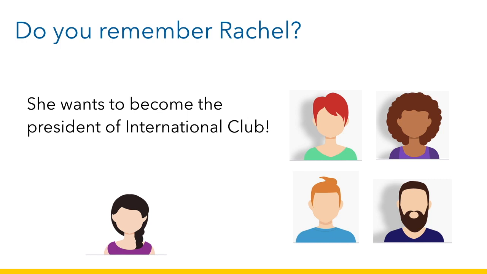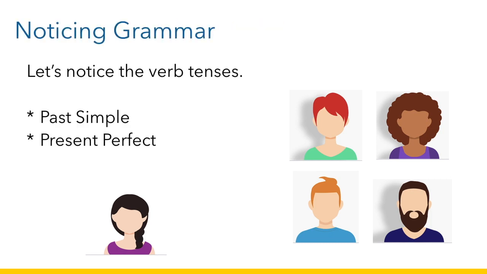In the last video, you listened to a conversation between the members of International Club and Rachel. Now, let's take a closer look at the grammar that they used when they were talking. Specifically, let's look at the use of the past simple and the present perfect. Both of these verb tenses can be used to talk about past experiences. But there is a difference.